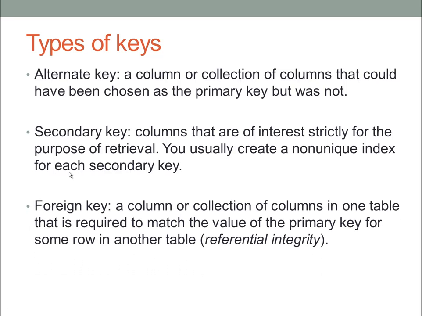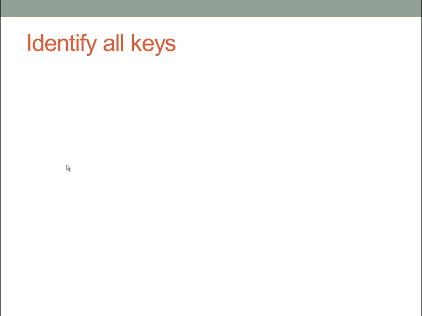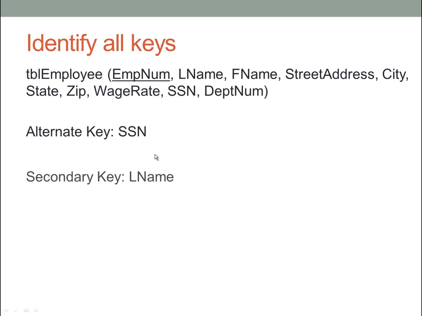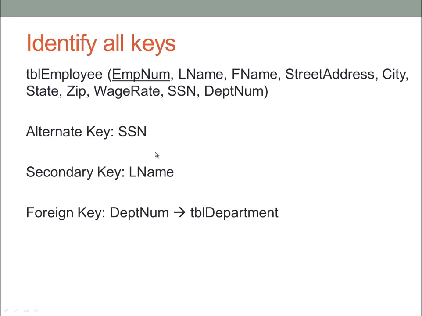Foreign keys, remember, are a column or a collection of columns in one table where it is not the primary key of that table, but it does match the primary key of another table. Remember, this is referred to as referential integrity. So that step of identifying all the keys means that not only when I look at this table, I'm going to identify the alternate key of the Social Security number. I'm going to identify a secondary key of last name, and I'm going to identify a foreign key of department number functionally dependent on the table department.